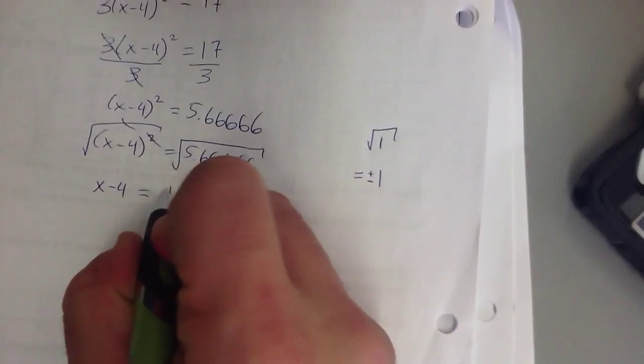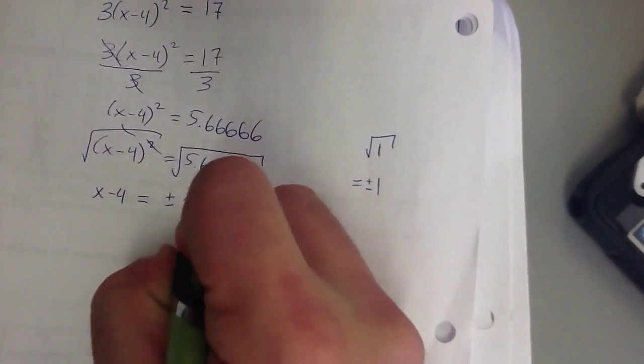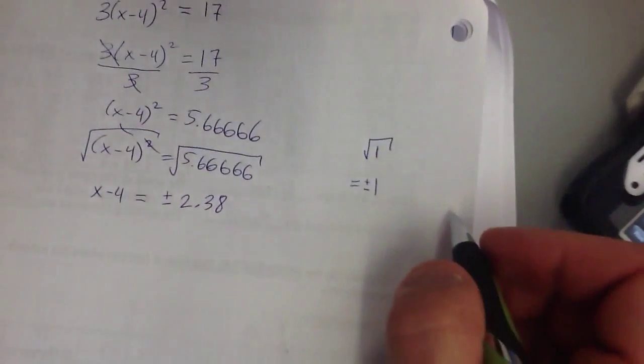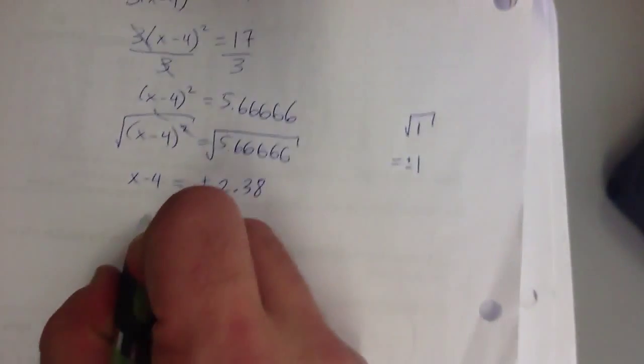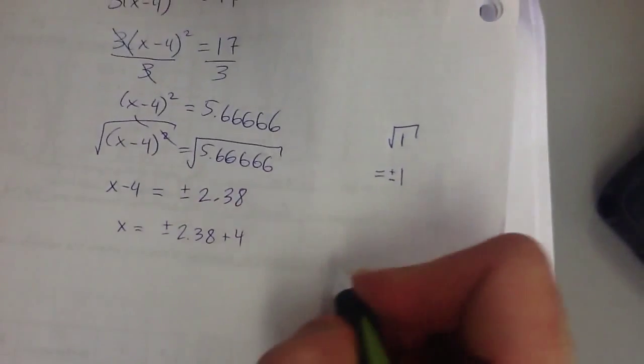So when I take the square root of 5.66666, I've got to remember it's plus or minus, and when I do that on my calculator, I'm going to end up with 2.38. That's 2 decimal places. Continuing this, now I can solve for x. X is equal to plus or minus 2.38, and if I bring the 4 over, it'll be plus 4.